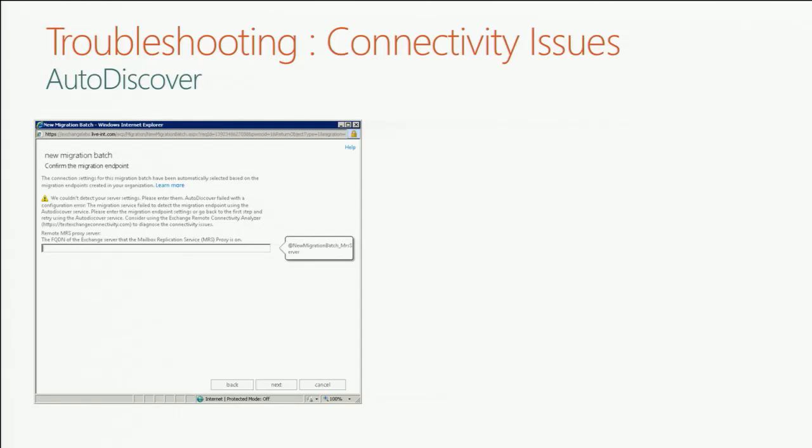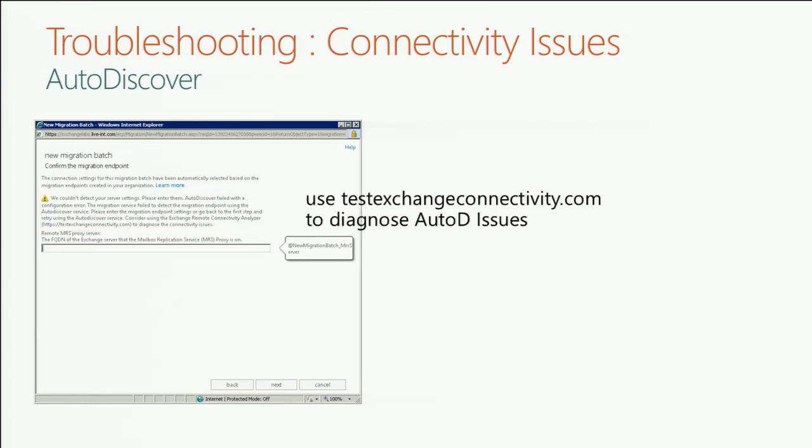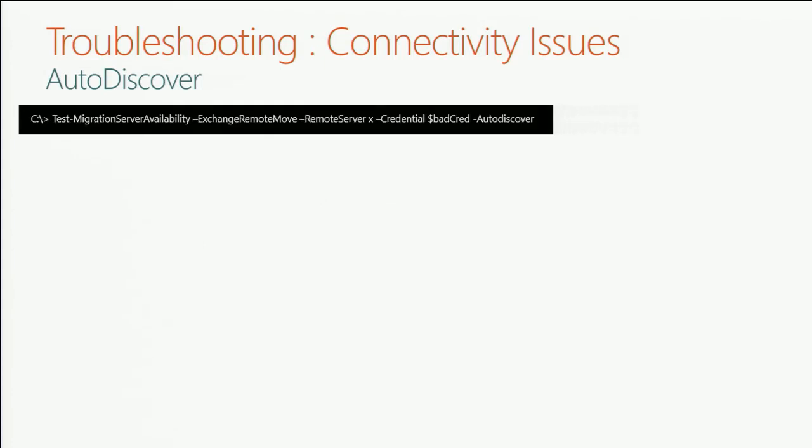So the first thing that you saw in the UI that I did was auto-discover. This is using the auto-discover protocol to try to automatically select for you all the information that you need about your source environment so that you don't need to remember some obscure FQDN of your Exchange MRS proxy on premises. So if there's any issue with that, then you'll see an error like this. And it's kind of small, but it tells you to use testexchangeconnectivity.com to diagnose auto-discovery issues. So if you run in PowerShell using test migration server availability, it'll tell you basically the same thing.